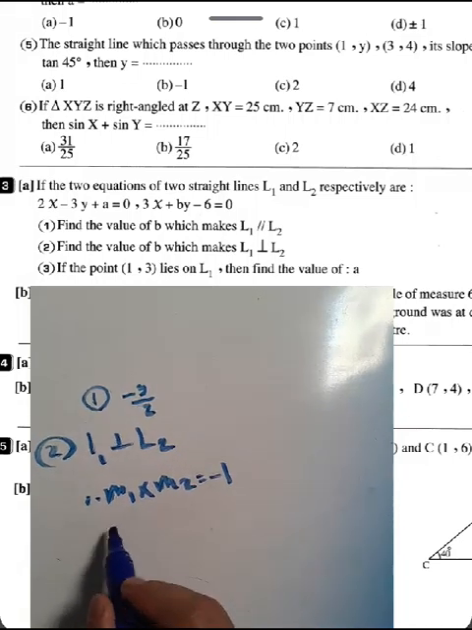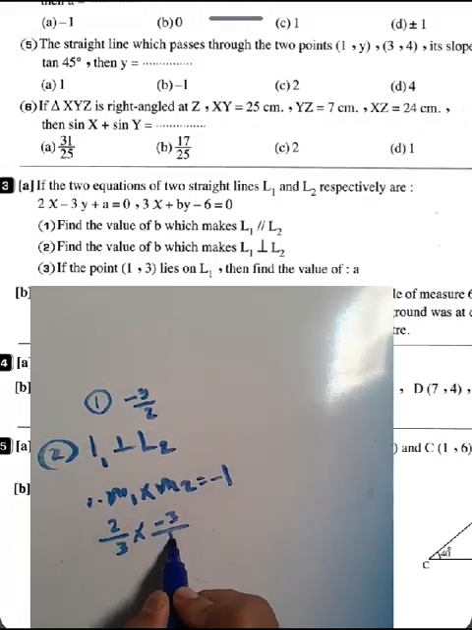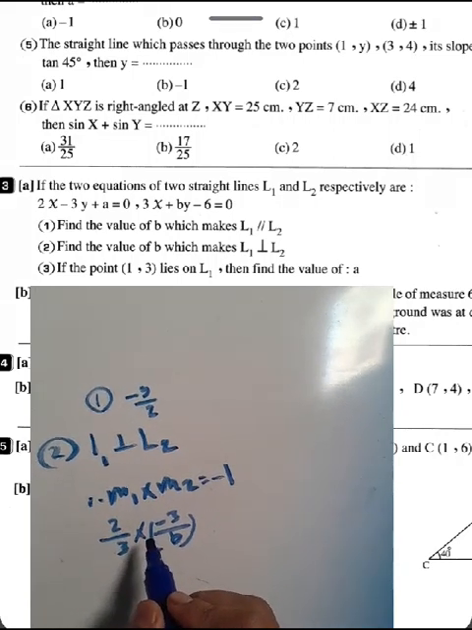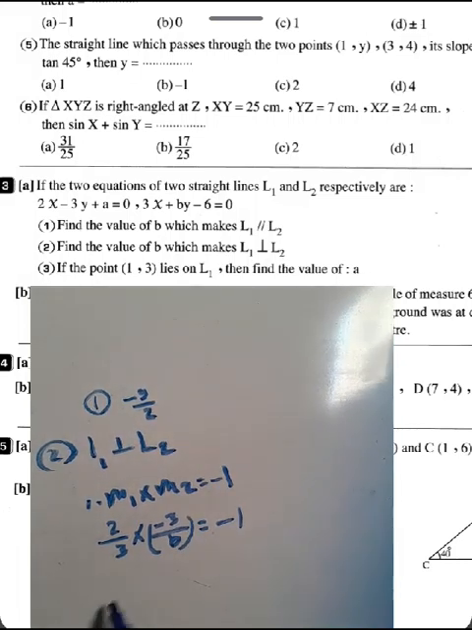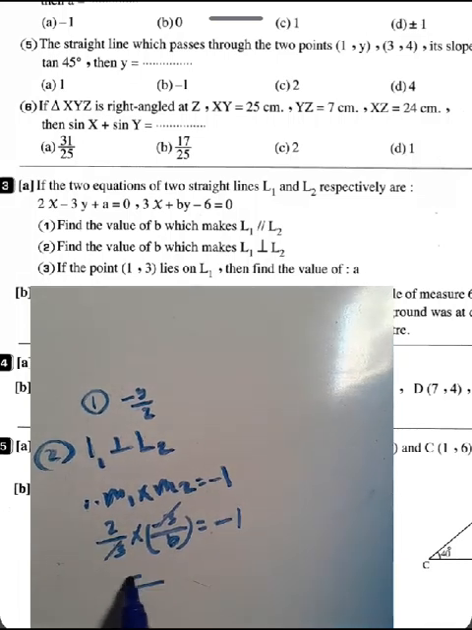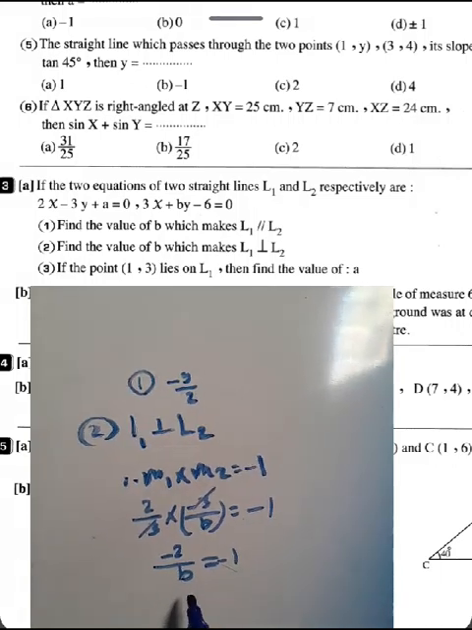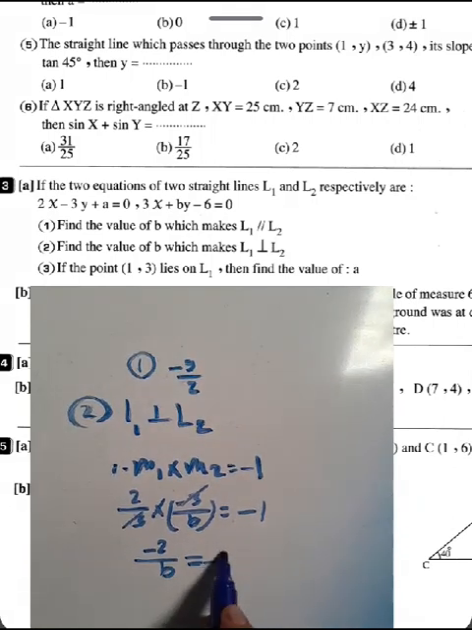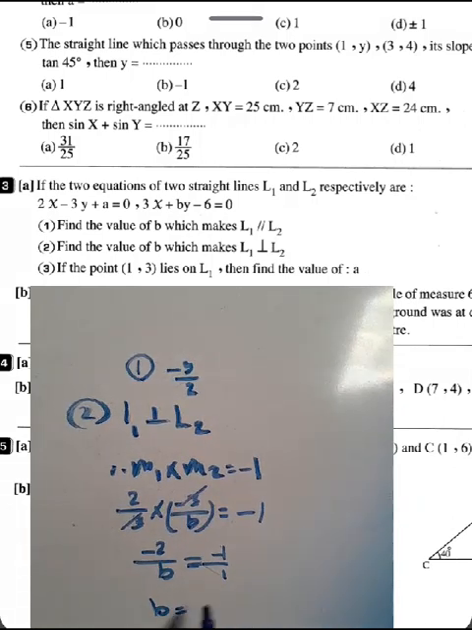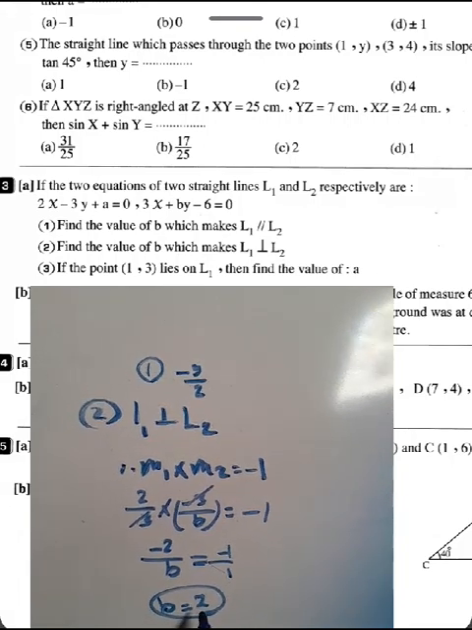We have slope 1 equal to 2 over 3, and slope 2 equal to negative 3 over b. The product between them equals negative 1. We can cancel 3 by 3, then the result will be negative 2 over b equals negative 1. Then you can find the value of b by using the rule, the product of extremes equals the product of means.